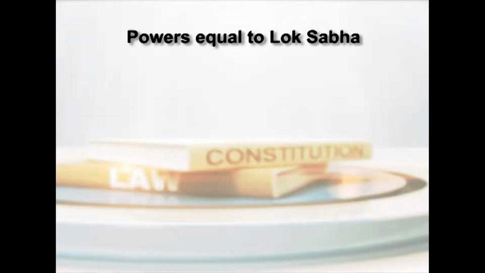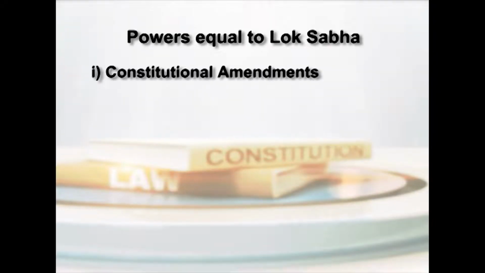Let us examine these powers. First of all, the Rajya Sabha enjoys the same authority as the Lok Sabha in the case of constitutional amendment, which requires the approval of both the houses and is passed by a special majority. The bill regarding constitutional amendment can be originated in either house of the parliament.